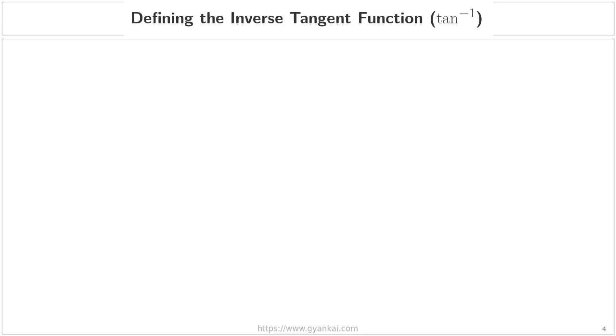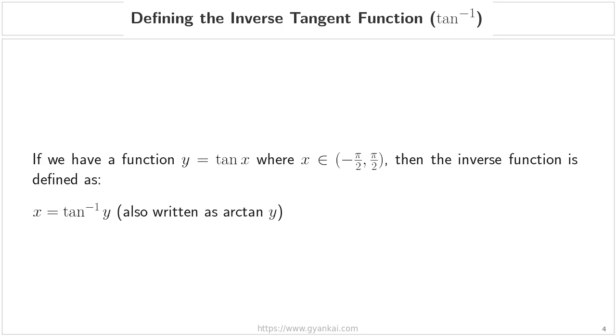Defining the inverse tangent function, tan⁻¹. Now that we have established the need to restrict the domain to make the tangent function bijective, let us formally define the inverse tangent function. If we have the function y equals tangent of x, where x is restricted to the open interval from -pi/2 to pi/2, then the inverse function is defined as x equals inverse tangent of y. You will also frequently see this written as arctan of y. Both notations refer to the same inverse operation.